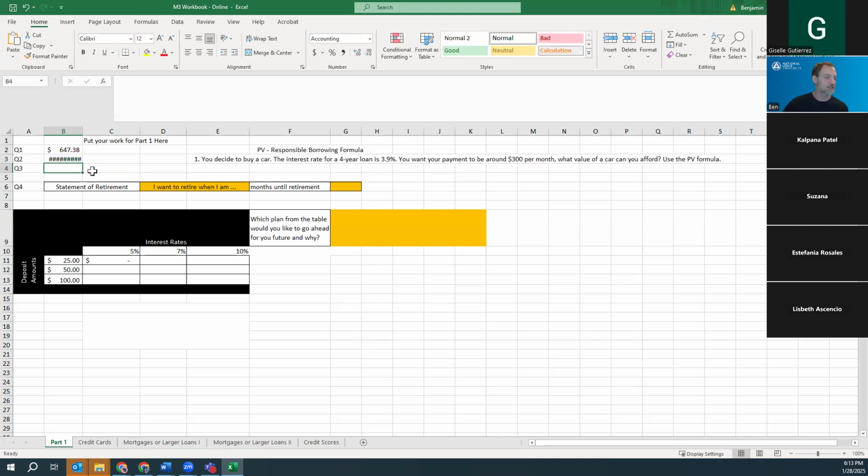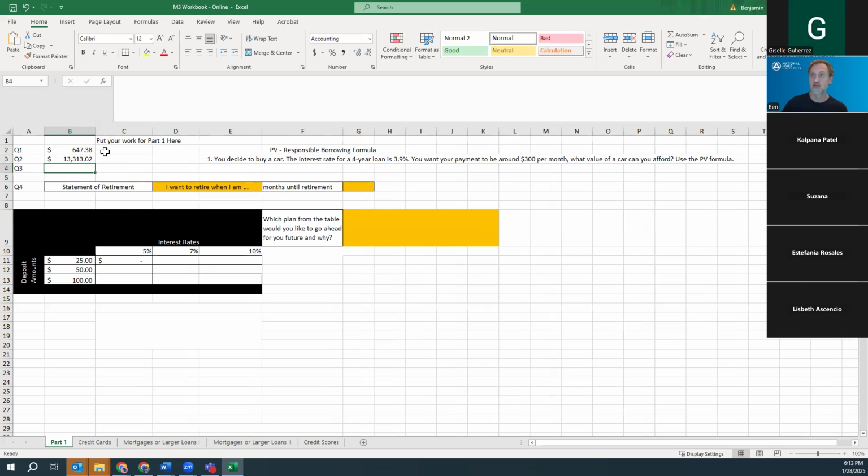Now, if this happens to you, keep in mind that this just means I don't have enough space to show you the answer. So I've got to go up between B and C and make it a little bit bigger. So $13,000 is about what I'm looking for to borrow for the car. I'm going to leave Q3 for you to do because it's basically Q2, but with a few numbers that have changed. So it'll give you a chance to practice the PV formula.